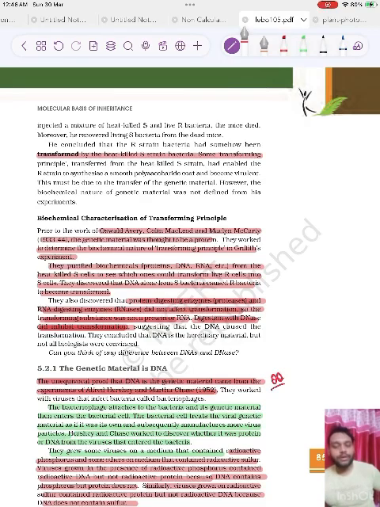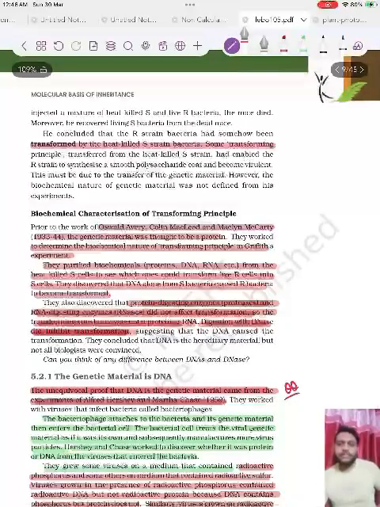So what was his interpretation? That there was something from the heat-killed S strain that was transforming the R strain. So this was the transforming principle. But he could not find a decisive answer to his experiment.